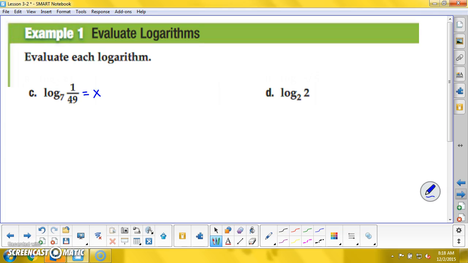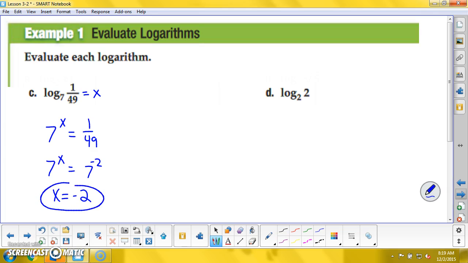Alright, so change it from log form to exponential. 7 to the x equals 1 over 49. Well, 1 over 49 is the same thing as 7 to the negative 2, because 7 squared is 49, so 7 to the negative 2 is 1 over 49. Thus, x equals negative 2. Next one is a simple one. It's in log form. 2 to the x equals 2. Well, obviously 2 to the first equals 2, so our answer is just 1.